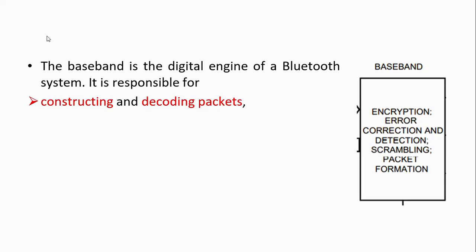Suppose we have a data packet, then the entire packet is never transmitted at the same frequency. It is always split into different parts and transmitted at different frequencies to avoid data tampering. So the baseband is the digital design of a Bluetooth system.